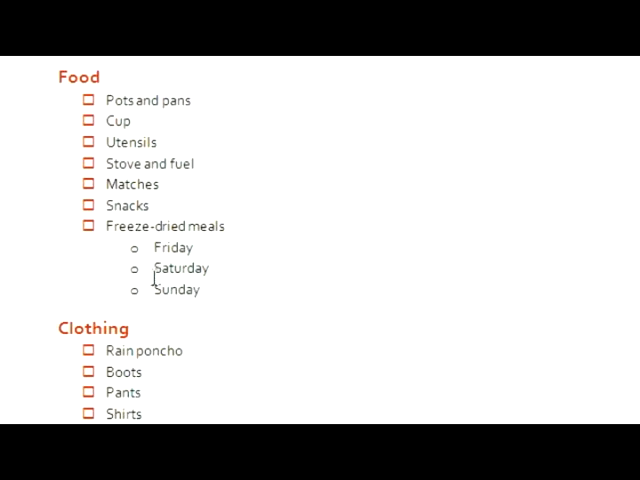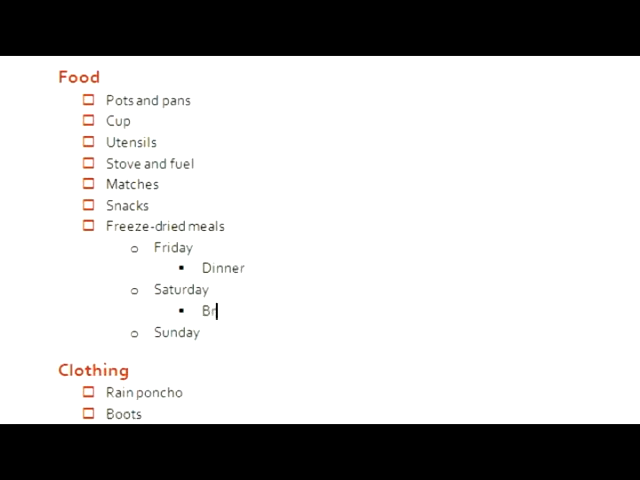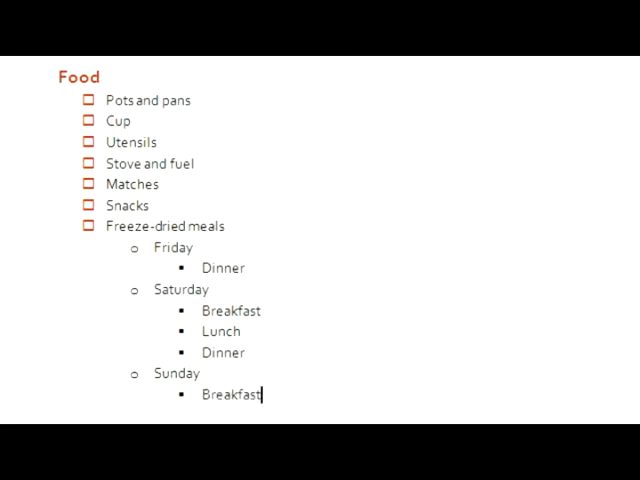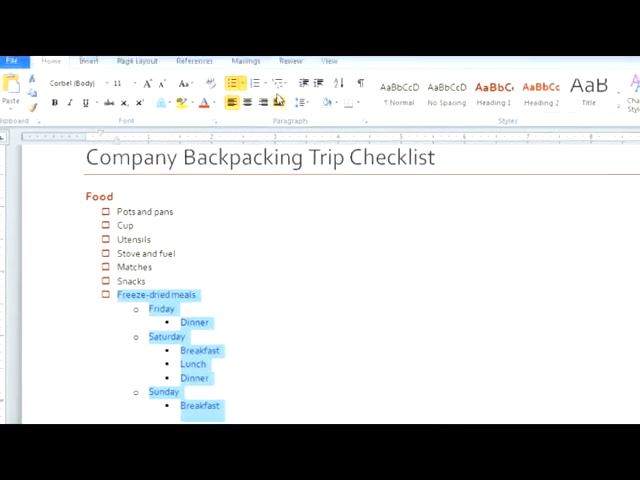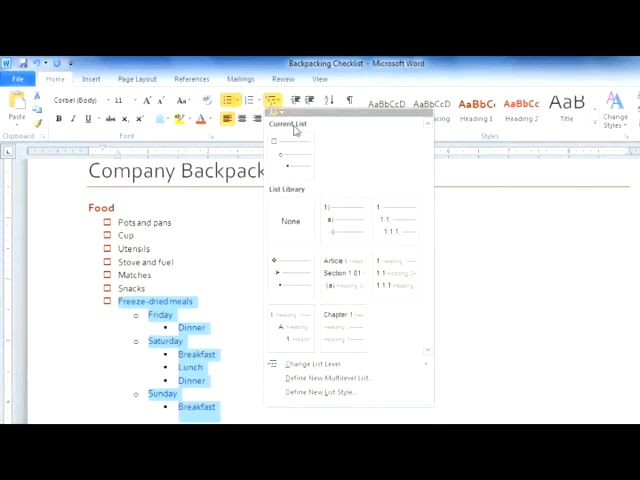Now all of these lines are organized under the freeze-dried meals line. Then I can add each meal so that they're grouped under each day. And I'm just using the Tab key to move the lines to the right as needed. All of the meals are now in this mini outline, and this is called a multi-level list. You can change the formatting by selecting it and then clicking on the multi-level list command. And then select a style.